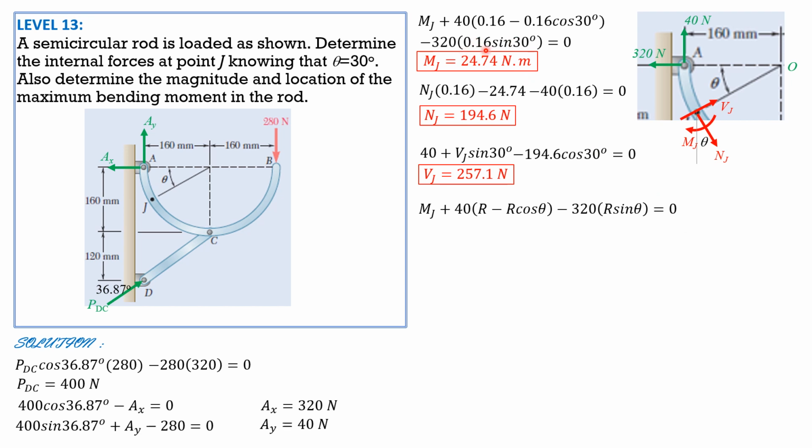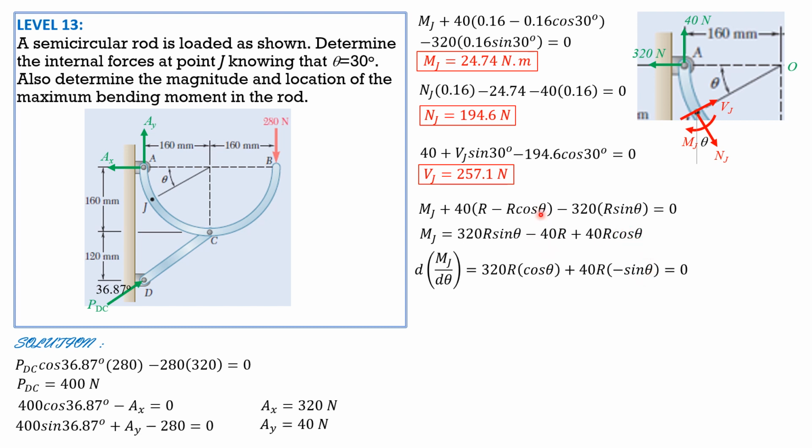320 times radius was 0.16 sine 30 degrees, although it's also 0.16 here. So simplifying, Mj equals 320 r sine theta, then minus 40r, then plus 40r cosine theta. Since we want to maximize Mj, let's differentiate it with respect to theta. The result is 320r cosine theta, plus 40r times negative sine theta. The derivative of negative 40r with respect to theta is 0.